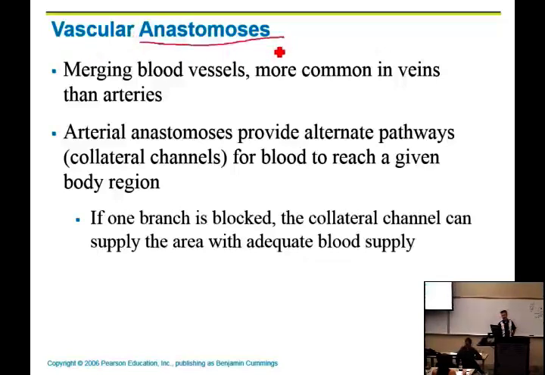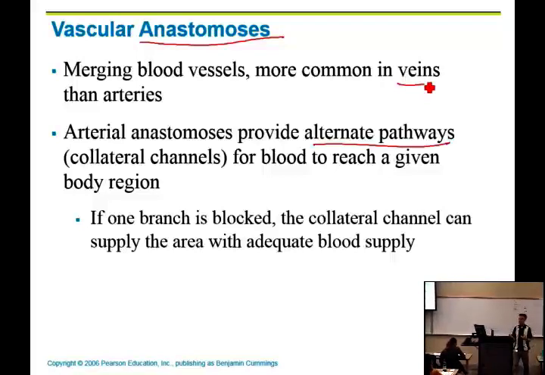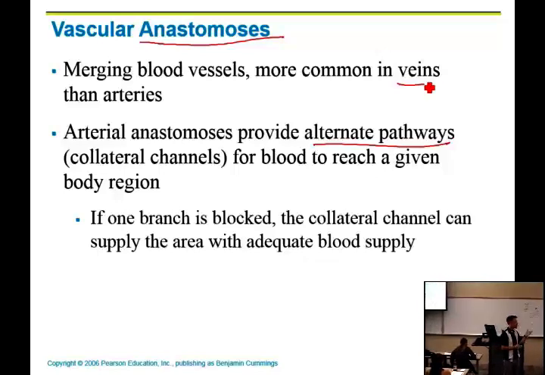Vascular anastomoses. Anastomoses are networks that are alternate pathways that allow blood to reach a given region. Oftentimes they will occur in veins compared to arteries. But when we're learning all the different arteries and veins on the models, not everybody's arteries and veins are going to be exactly like that. There are growth patterns that are different. Some people have two renal arteries on one side and only one on the other side, where normally anatomically we look at one on either side.